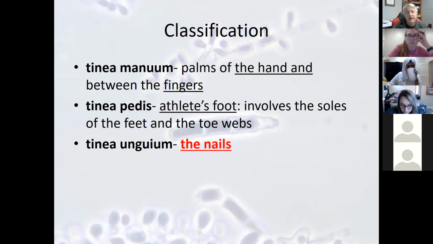Tinea manuum: the palms of the hand and between the fingers. Tinea pedis is athlete's foot. It involves the soles of the feet and the toes and the webs, and that is awful to have, speaking from experience. And the tinea unguium is the nails.